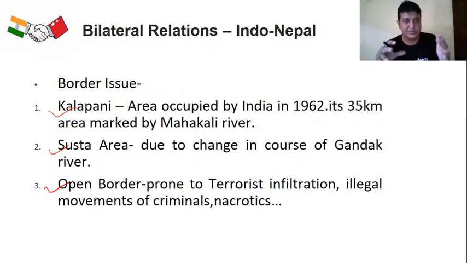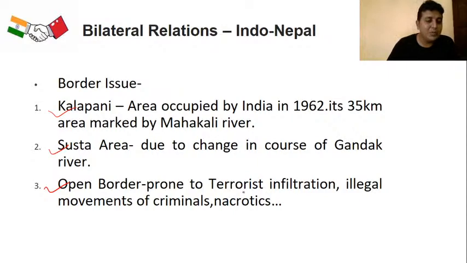And the third thing is that the open border is always a cause of concern for India, because in recent times, since 1991 onwards, Pakistani and Bangladeshi terrorists use Nepal as a fertile ground, because it's easy for them to travel from their area to Nepal, and from Nepal they can infiltrate into India. So this is a cause of concern for India. Because of this open border, it poses terrorist infiltration in the country, illegal movement of criminals from India to Nepal or Nepal to India, and narcotics, that is drugs, are also a main concern in this.